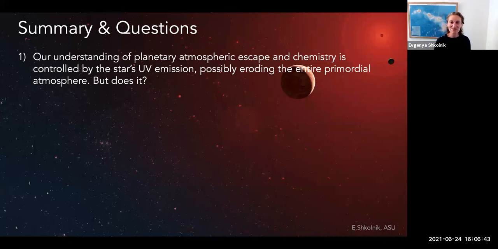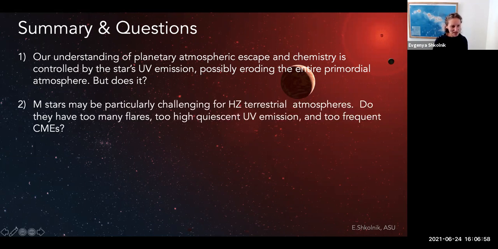However, but does it? We don't really know yet because we don't know fully what the UV emission is for all kinds of stars, and trying to get those really energetic flares pinned down. And so there's a lot of work to be done there. M stars may be particularly challenging for habitable zone terrestrial atmospheres. Possibly, don't know. We're still working on it, of course. We haven't even discussed magnetic fields yet on these planets and the impact that they have.